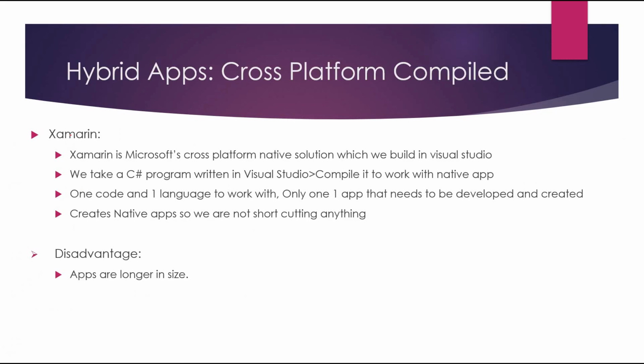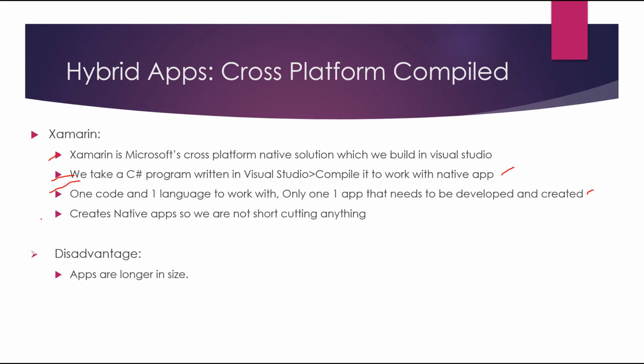All right, so in hybrid apps, we are just going to concentrate on Xamarin first. Xamarin is now an entity owned by Microsoft, and it's a Microsoft cross-platform native solution which is built on Visual Studio. So we'll be working on Xamarin by installing Visual Studio, and we'll be using C# to write our program. All we'll be doing is using C# to write a program in Visual Studio, and then we'll be compiling it and getting the native app. And we can use that native app in Android as well as in iOS. So one code, one language to work with, only one app that needs to be developed and created, but it can be used in Android and in iOS.